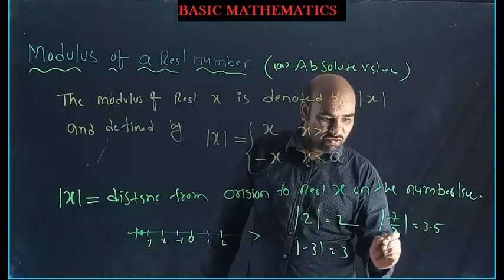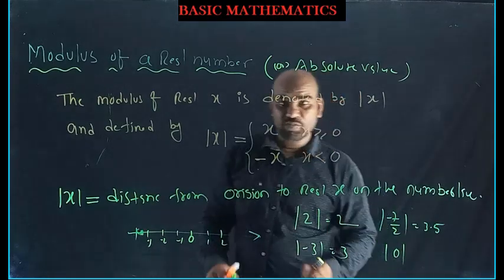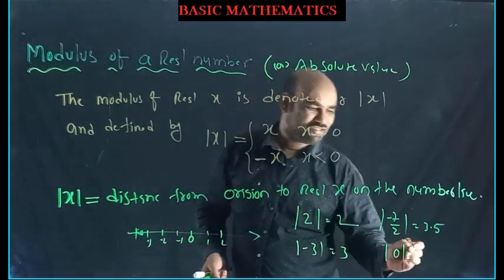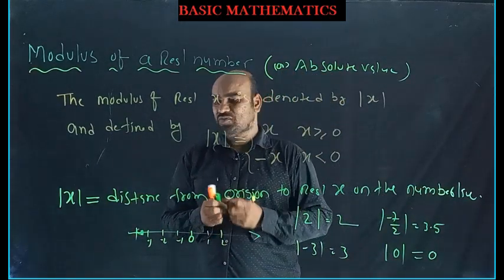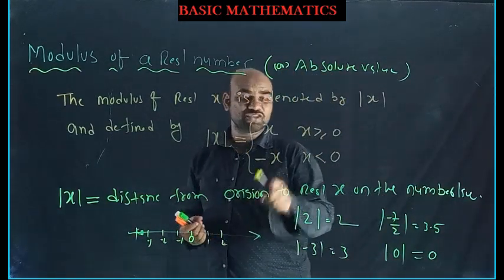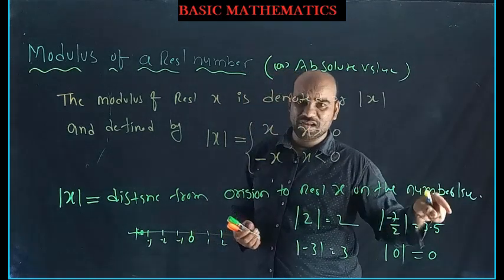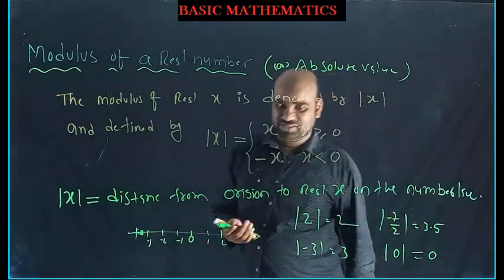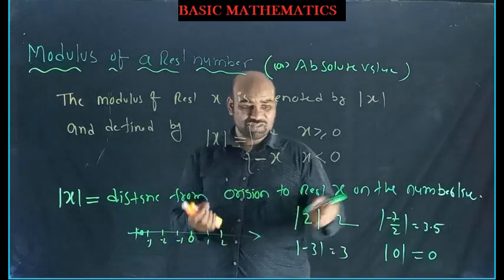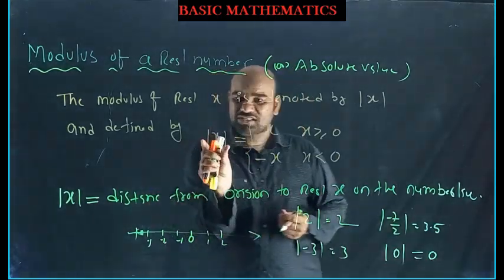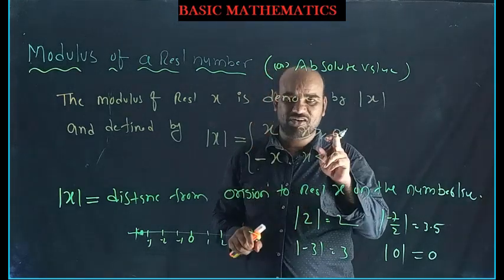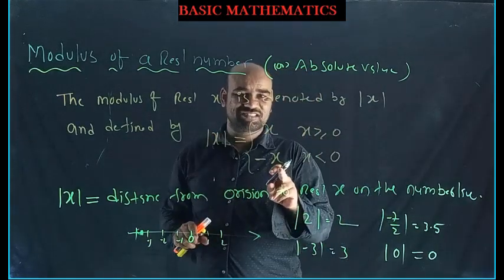Okay. So modulus of 0. Distance from origin to origin is 0 only. So modulus of 0 is 0. So this is the actual definition of modulus of a real number. Mod x means distance from origin to real x on the number line or on the x-axis. Based on this only, the algebraic definition is derived. Now I want to explain. Mod x equals x if x is greater than or equal to 0. Mod x equals minus x if x is less than 0.